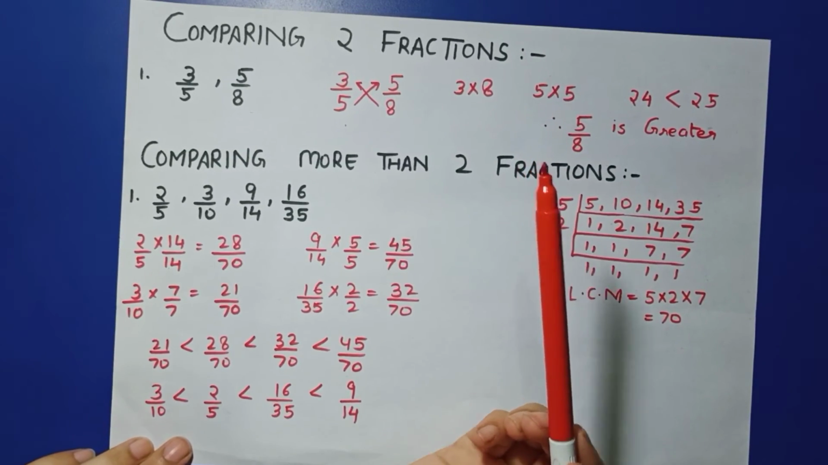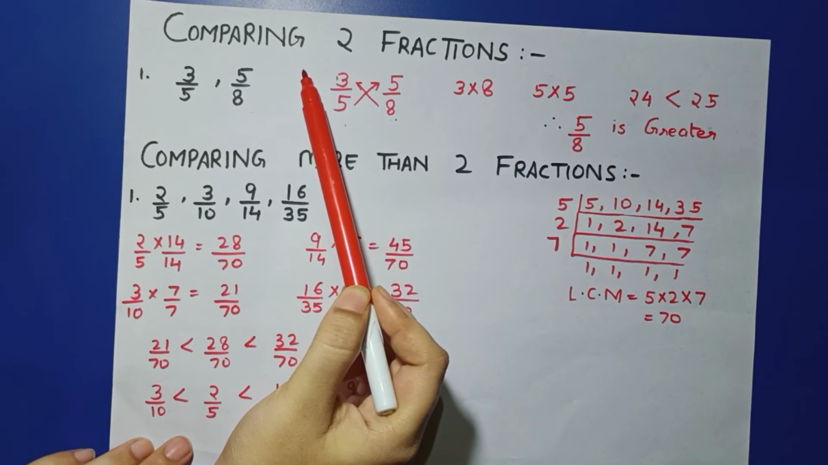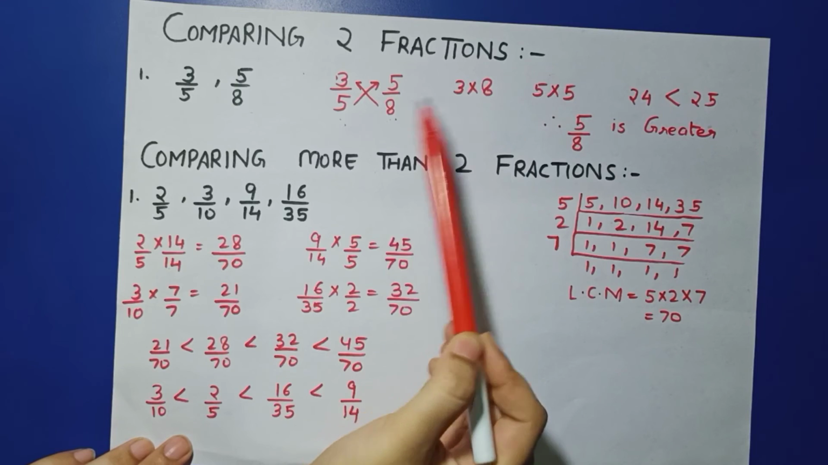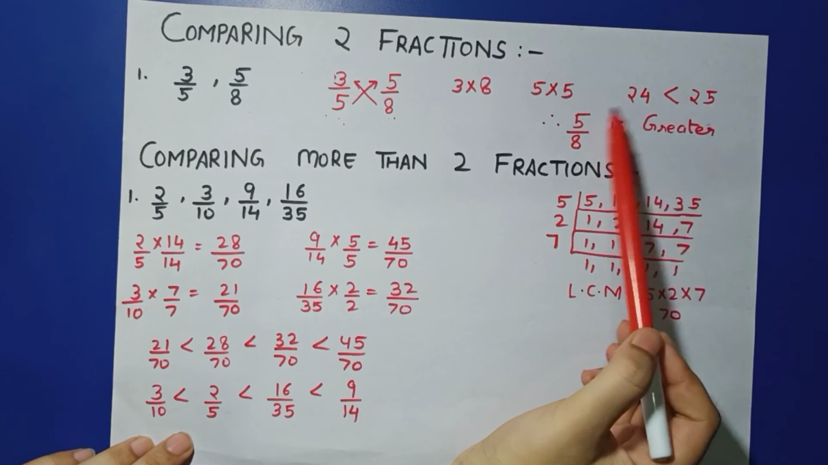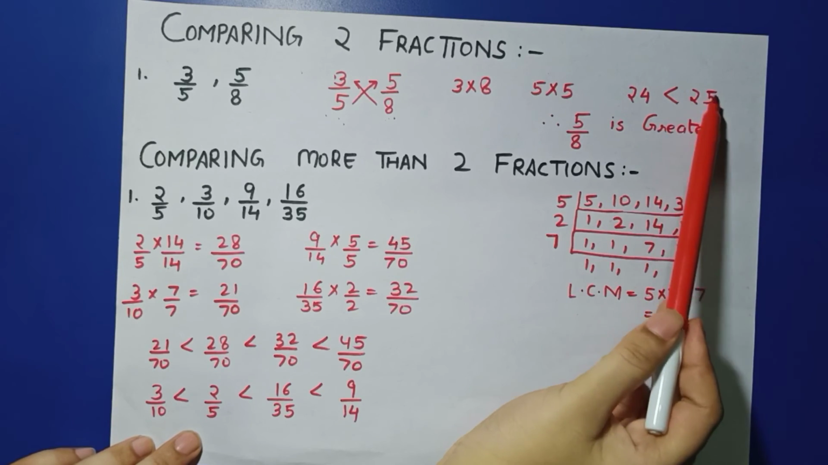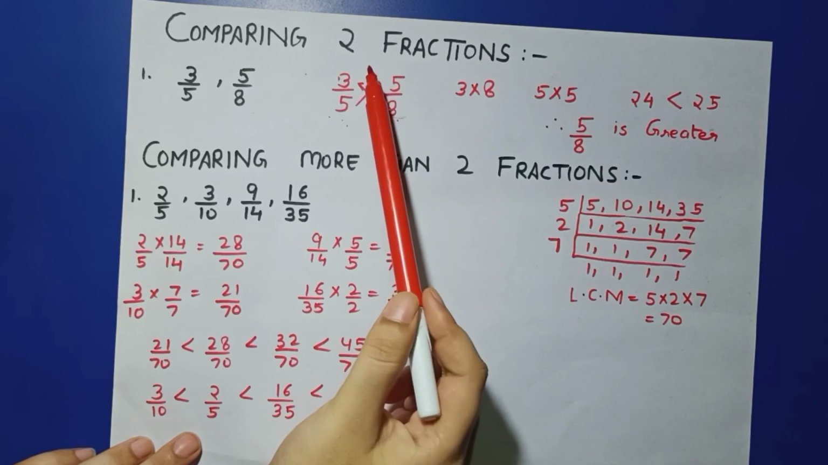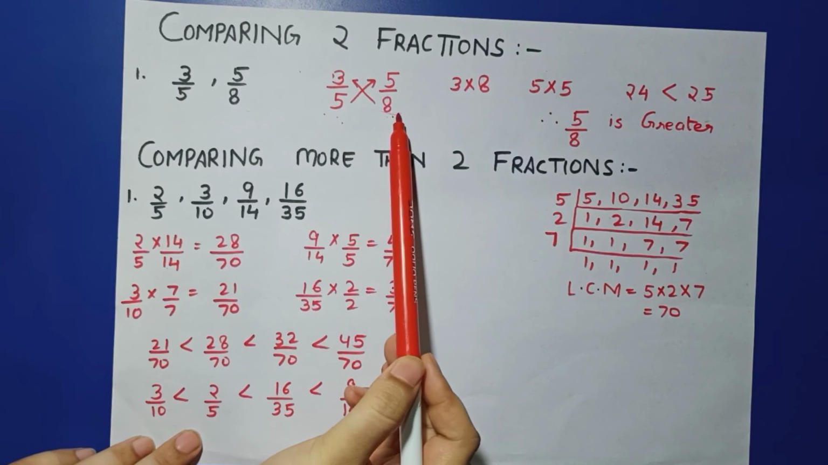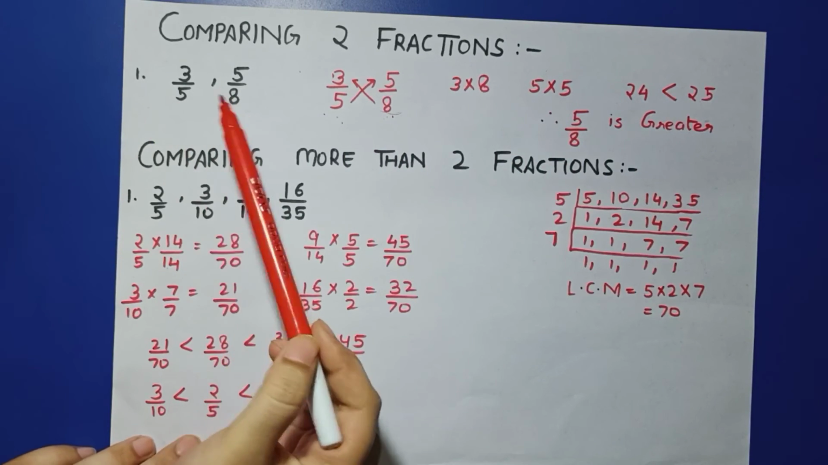Now we'll cross multiply. Means 8 we'll send here, in multiplication, 5 we'll send here. 8 3s are 24 and 5 5s are 25. 24 and 25, in these two numbers, which one is greater? 25 is greater. Whichever number is greater, the fraction on that side becomes greater. 25 is greater, so the fraction on this side is 5 upon 8. Hence 5 upon 8 is greater in these two.